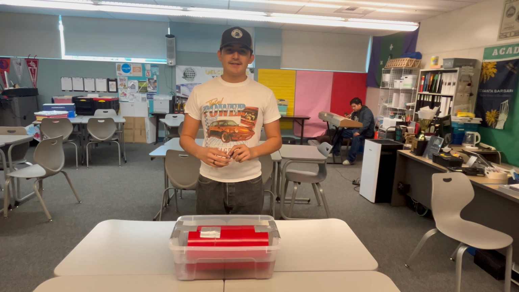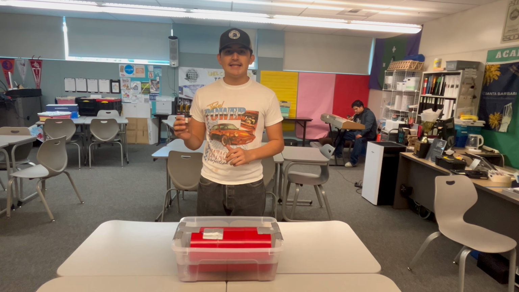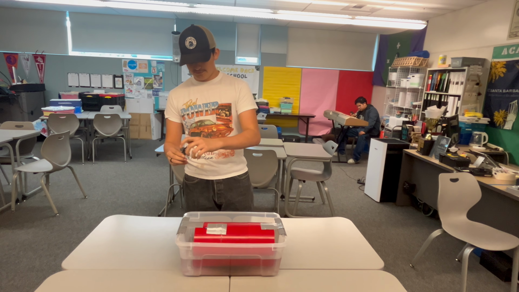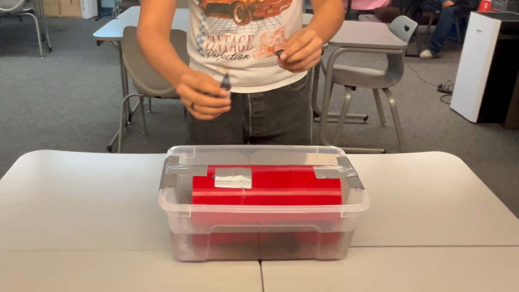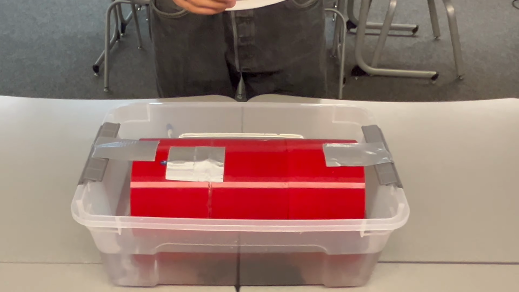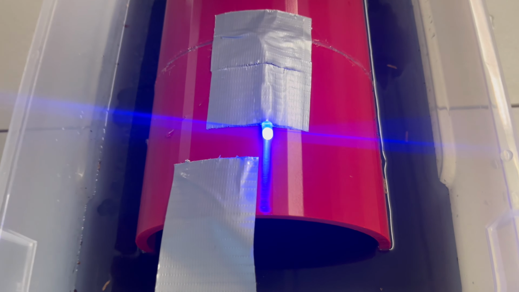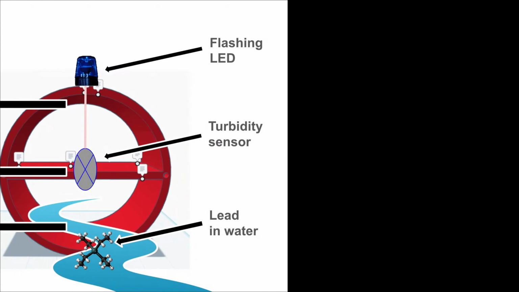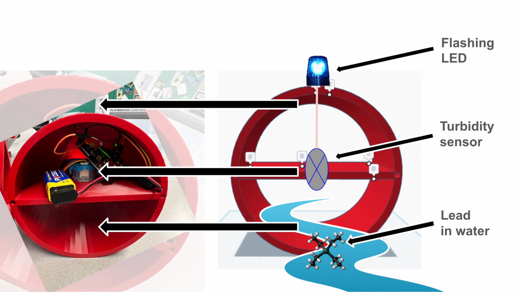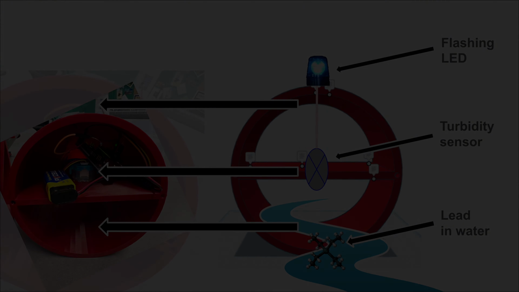Now we add a little bit of simulated contamination. We have rust particles in black ink to simulate lead corrosion. Immediately, the sensor detects increased turbidity. The system triggers a voltage shift, and the LEDs flash bright blue, a visual warning that contamination is present. This output confirms the detector's core function, translating physical changes in water quality into a simple, visible signal.